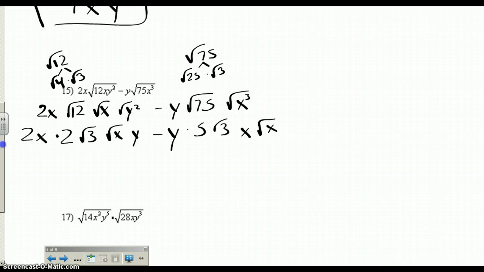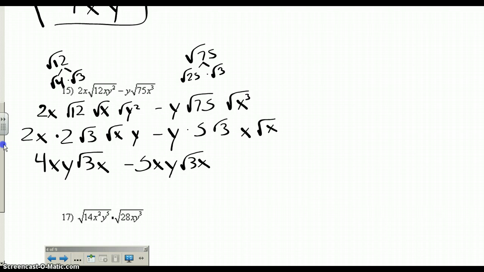So now what I'm going to do is group everything that's not underneath the square root, bring it out front in both individual terms. So I have 2 times 2 right here, which is this 4. I have an x and a y not underneath it. And left underneath the square root, I have a 3x. Over here, I have that 5 out front. I have an x and a y. And then underneath, I have a 3x.